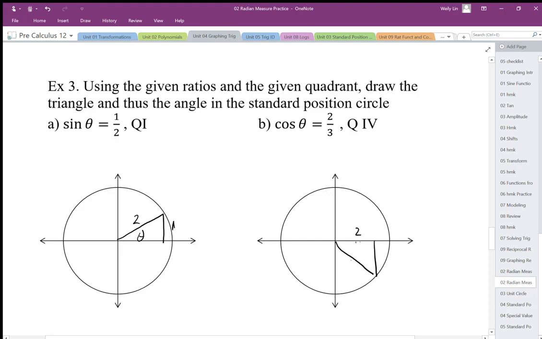Okay, so that's 2, 3. Okay, there's our theta. And we have our triangles here. I'm just going to highlight the triangles. There's our reference triangle to work with. It's always made with the x-axis.